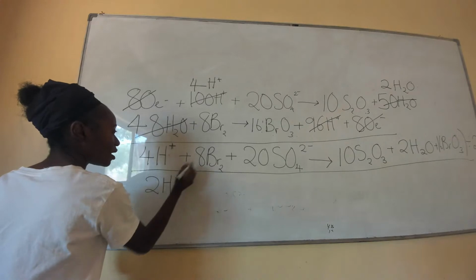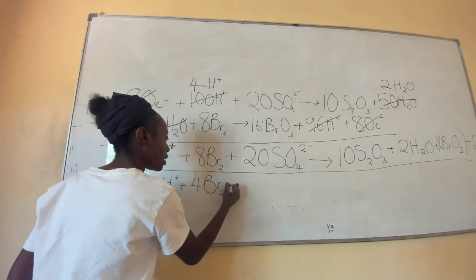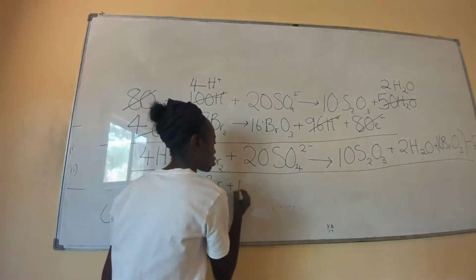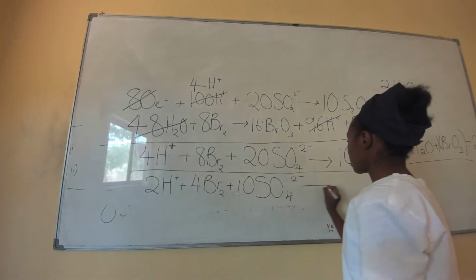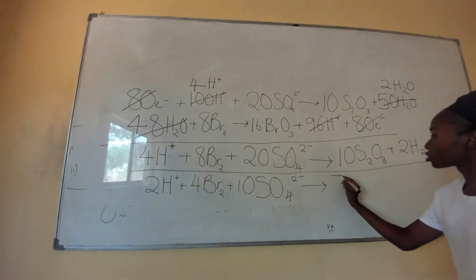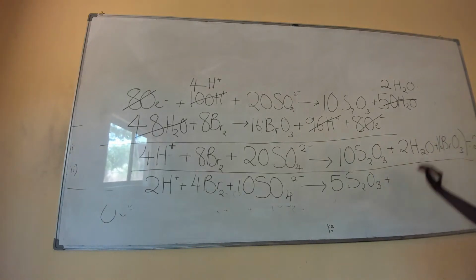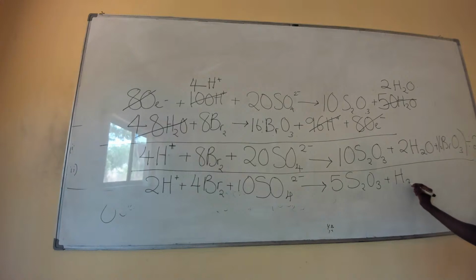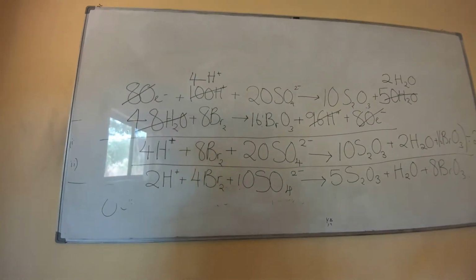2H plus, then this becomes 4 Br2 plus, when you divide that, it's going to give you 10 SO4 2 minus. And then when you divide that, it's going to be 5 S2O3 plus. So the water will just remain with 1 water molecule, and then we'll have 8 BrO3. So this was how we were supposed to solve such a question. So that's how we're supposed to solve it.